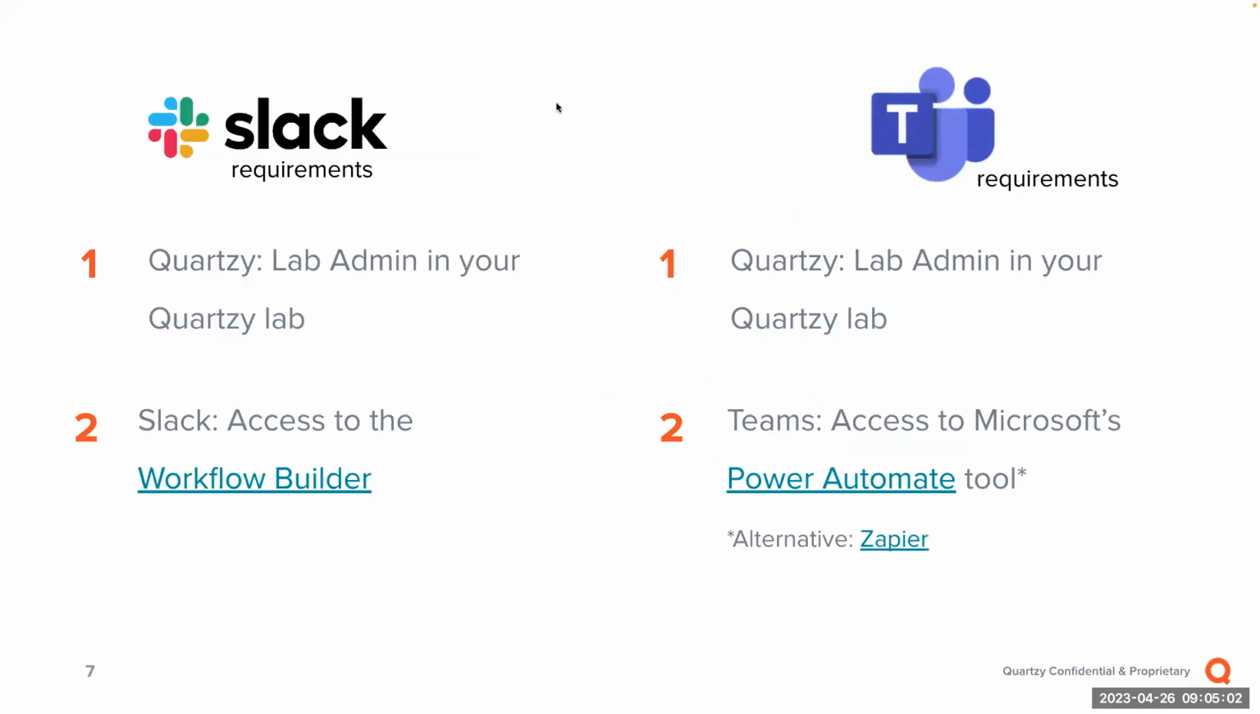So there's just a couple of requirements for both of these. For both Slack and Teams, you'll just need to be a Quartzy lab admin in the lab that you want to set these integrations up in. For Slack, you need access to the workflow builder. And for Teams, you need access to the Power Automate tool.